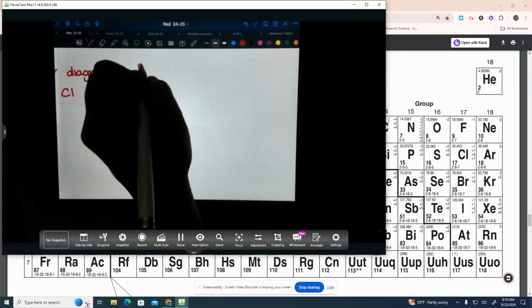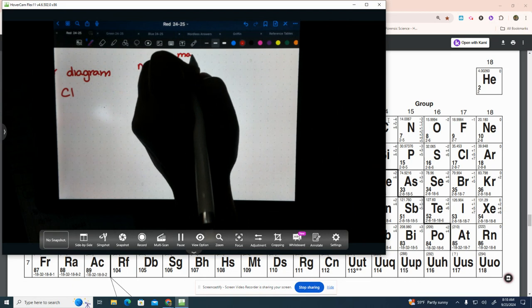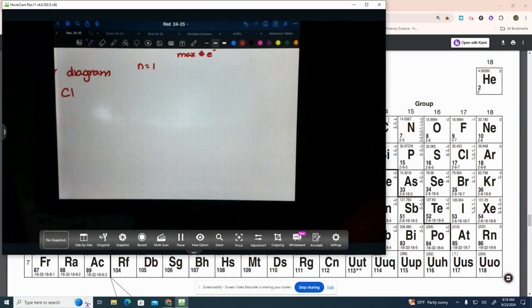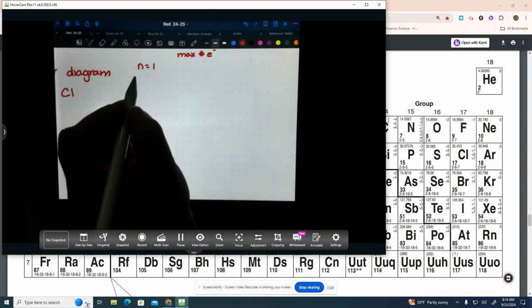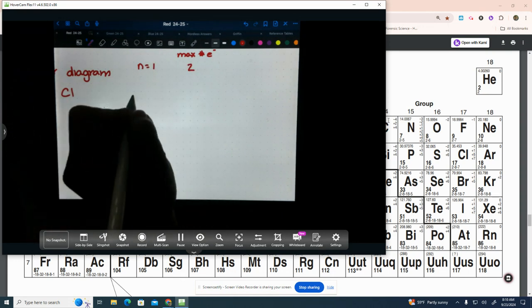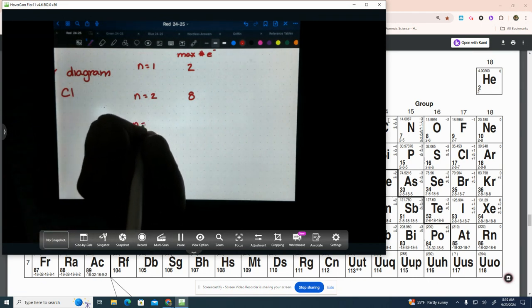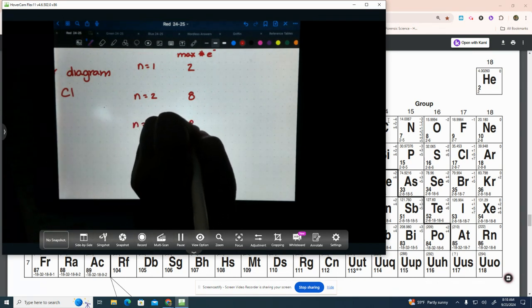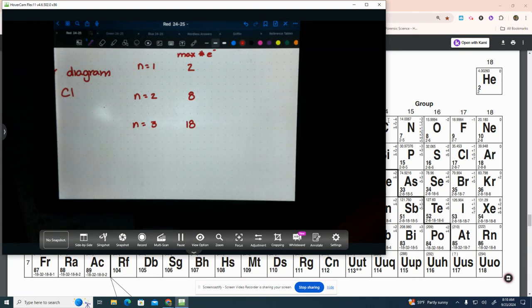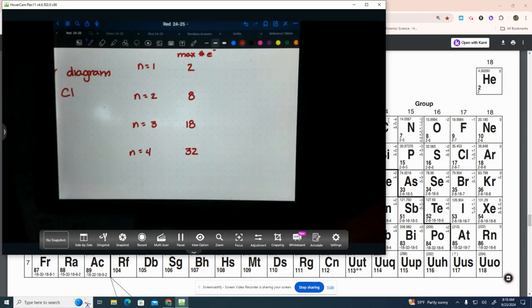Okay. So, when n equals 1, that's the first energy level. The maximum number of electrons that you can fit in that particular n equals 1 is how many? How many electrons can you fit in the first ring? 2. Okay? In the n equals 2, what's the maximum number you can fit? 8. In the n equals 3, the third energy level, the max you can fit is 18. And in n equals 4, which is as high as I'm going to go, the maximum you can fit is 32.